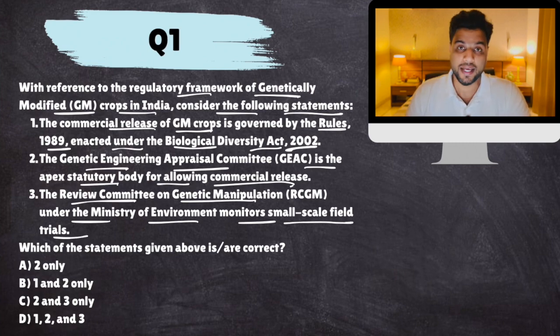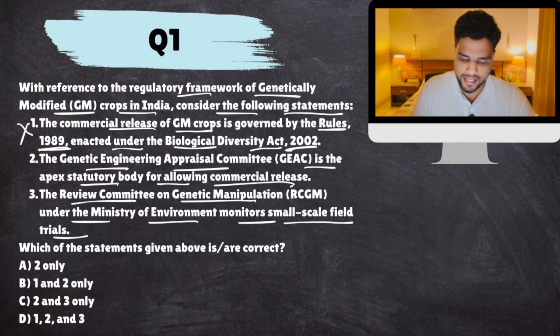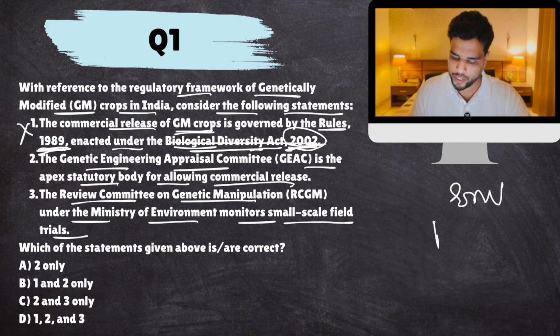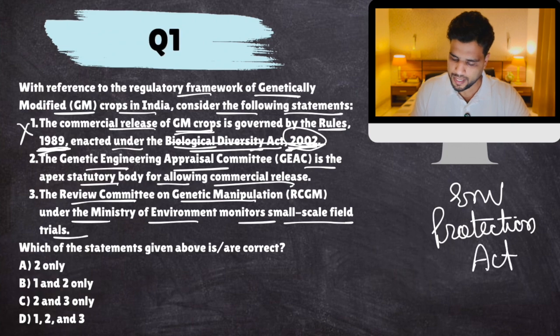So here's the thing. You can answer this question through logic also. Now listen to me very carefully. The first statement is absolutely false and you can easily understand why. The rules are Rules 1989. How can Rules 1989 be framed under an act that was enacted in 2002? That's kind of impossible, right? These Rules 1989 do definitely govern GM crops, but they were not framed under Biological Diversity Act. They were framed under Environment Protection Act 1986. So the first statement is false because of that.